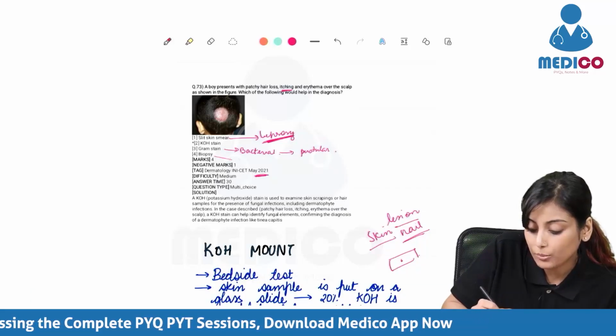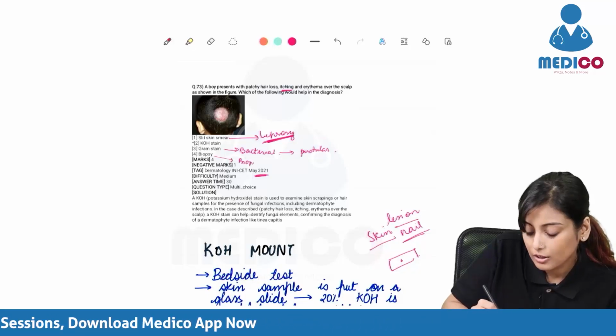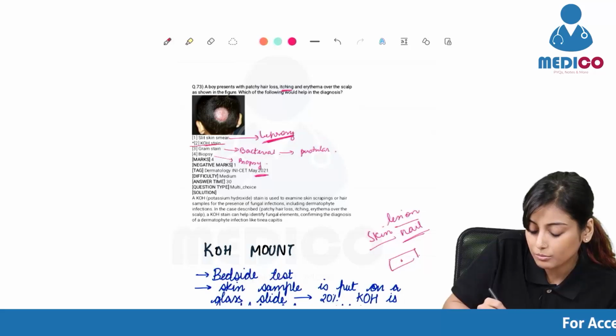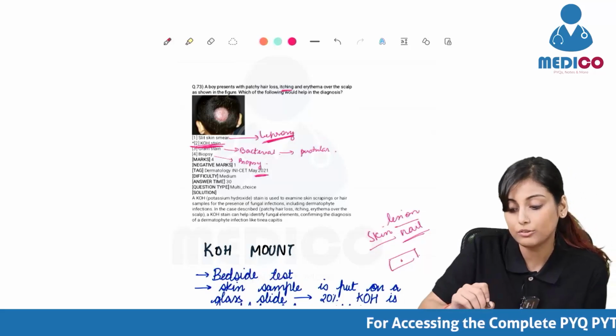Then biopsy. Again, biopsy you do when you're clueless. When none of the other things work, that is when you go to biopsy. But if you can rule out something with the bedside test, that is better, no? That should be your first approach.